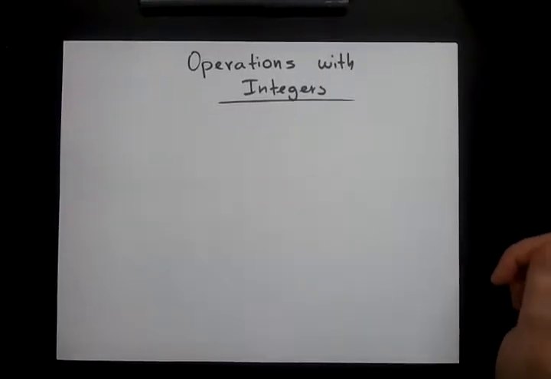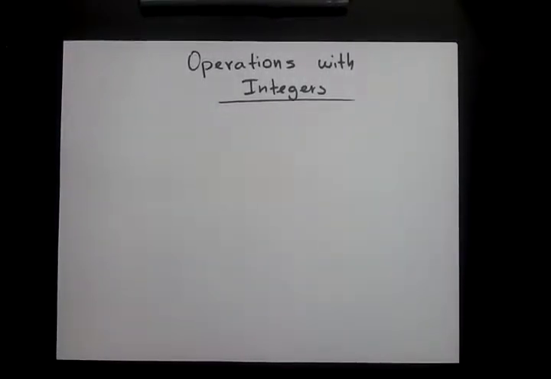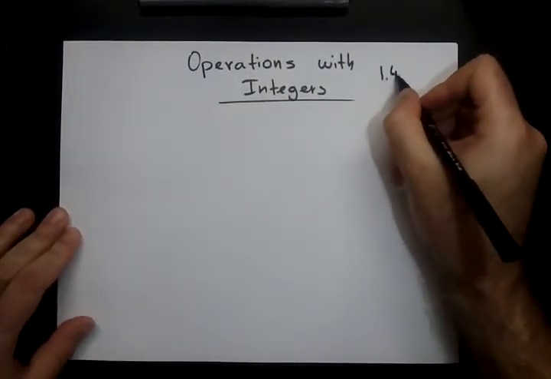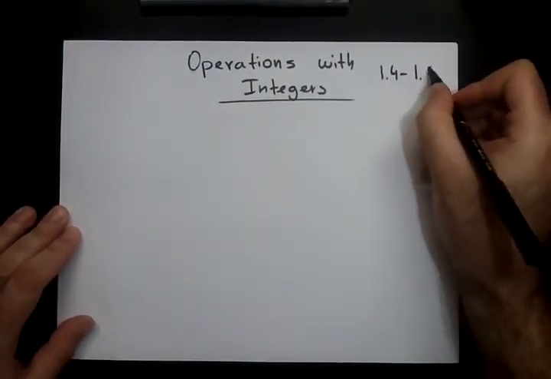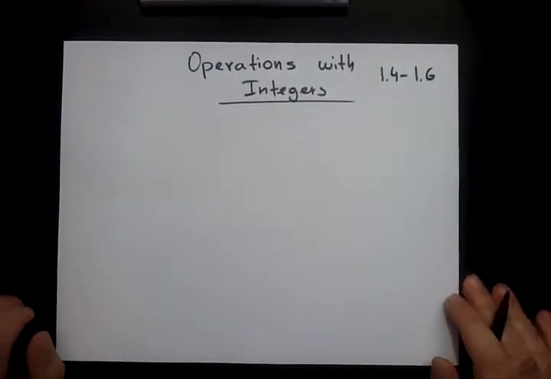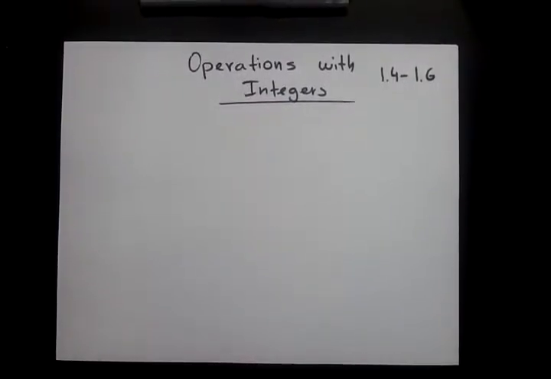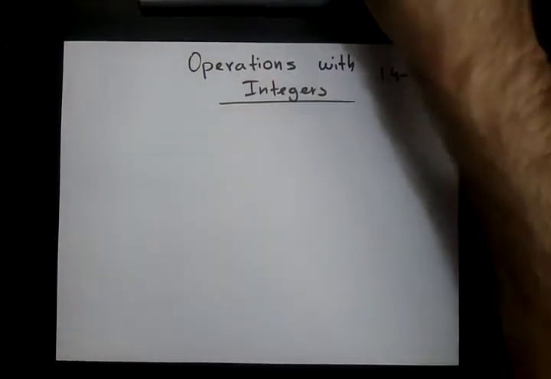Operations with integers. It spans 3 sections in our textbook, specifically sections 1.4 through 1.6, and it covers all 4 operations dealing with both positive and negative integers: addition, subtraction, multiplication, and division.